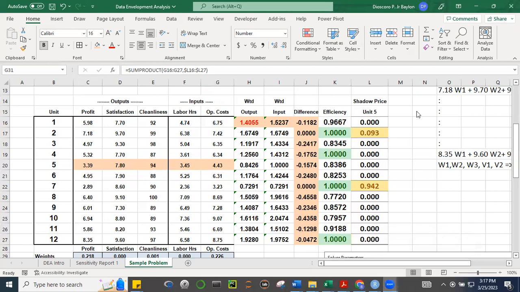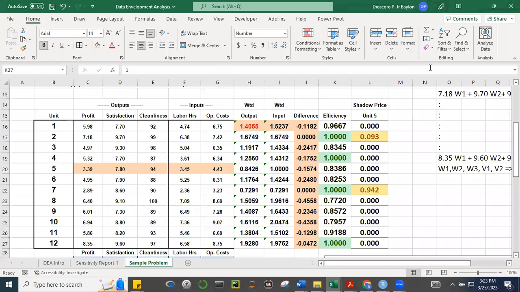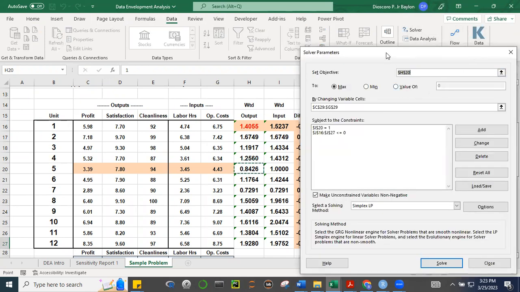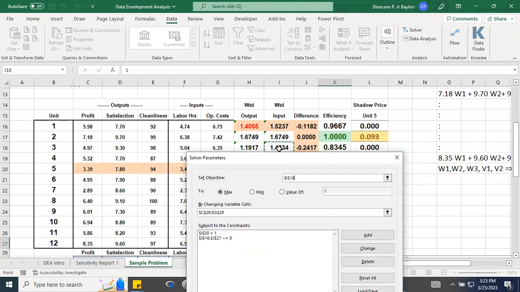Let me pause the share, the recording, just in case you were not able to follow along. So we go to Data and then Solver. So we're solving here unit number 3. For unit number 3, the weighted output is this one, H18.